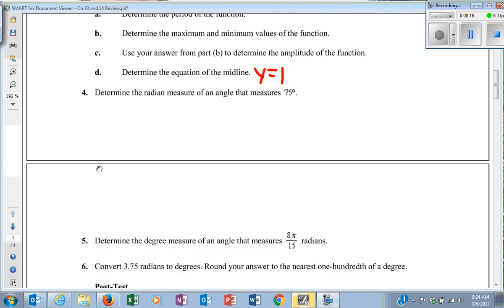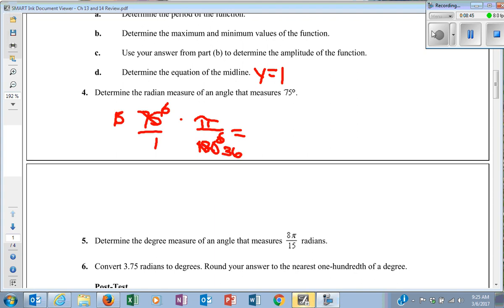Number 4, it asked me to determine the radian measure of angle 75. So we said you take 75 degrees. If you want to cancel out degrees, you can put degrees down on the bottom, and these degrees will cancel out, and that means pi. And then you can reduce. And when you reduce, you see that 5 goes into both of these. And when you take out 5, you get 15 here, and you get 36 here.